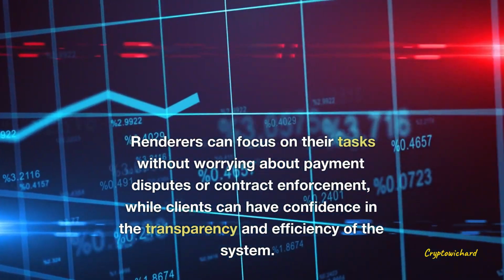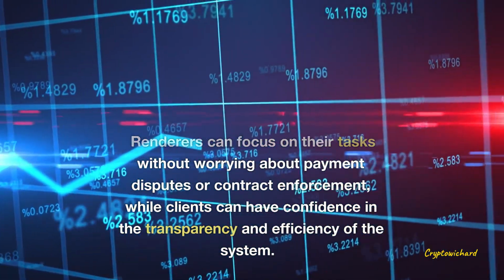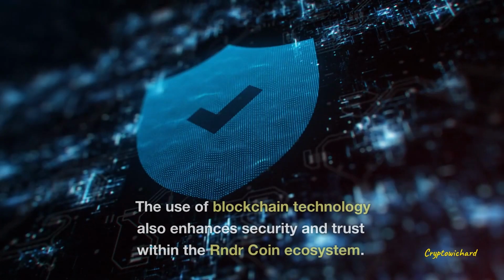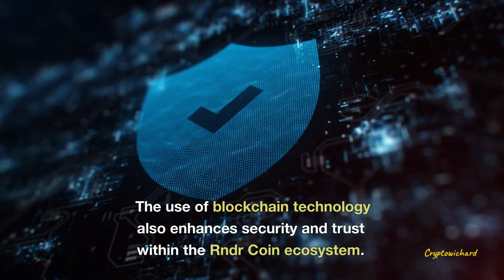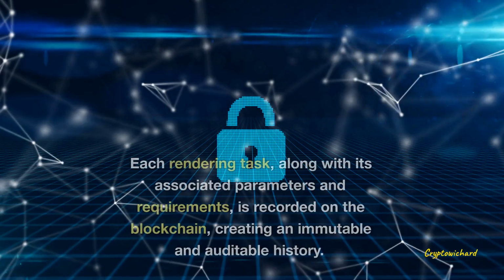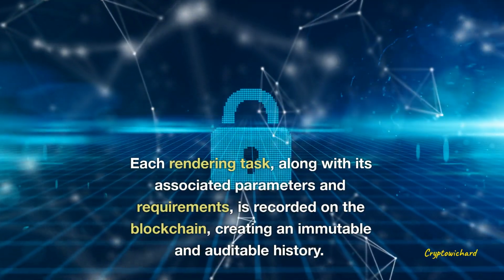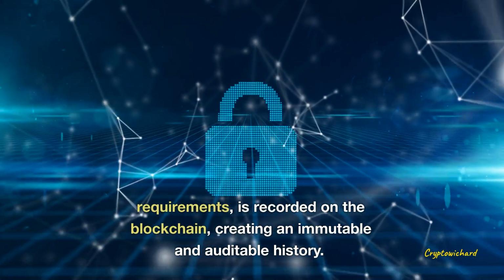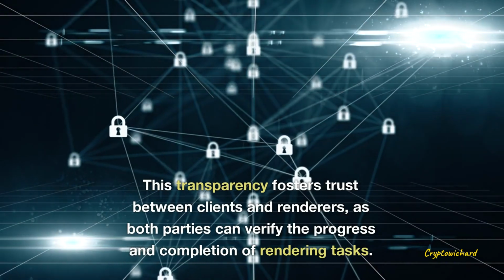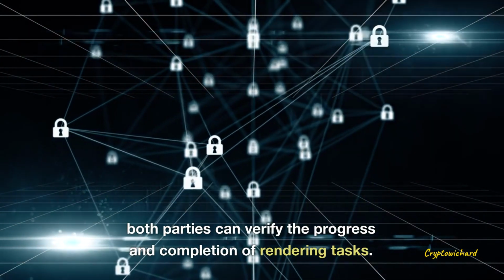Renderers can focus on their tasks without worrying about payment disputes or contract enforcement, while clients can have confidence in the transparency and efficiency of the system. The use of blockchain technology also enhances security and trust within the Rndr coin ecosystem. Each rendering task, along with its associated parameters and requirements, is recorded on the blockchain, creating an immutable and auditable history. This transparency fosters trust between clients and renderers, as both parties can verify the progress and completion of rendering tasks.